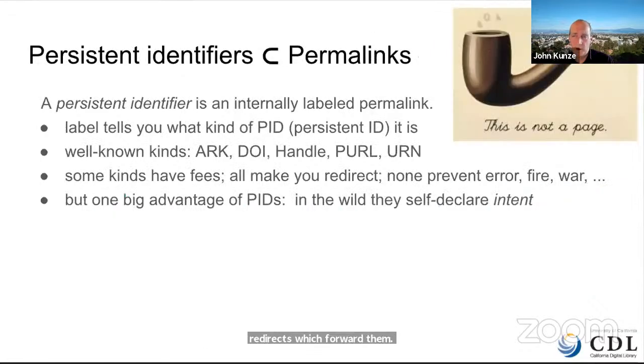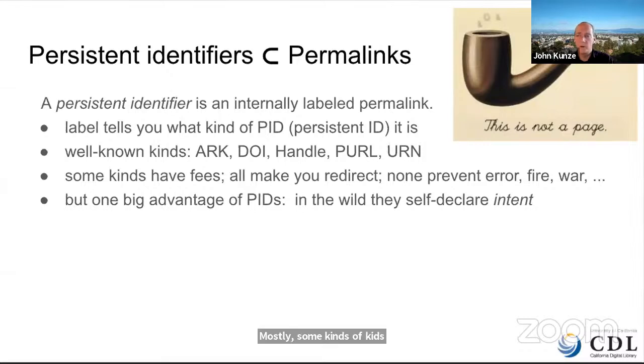A persistent identifier, or PID as it's sometimes called, is a special kind of permalink that has an internal label to make it recognizable in the wild, where its original display context is missing. So PIDs with their internal label form a subset of permalinks. The internal label tells you what kind of PID it is, and there are several well-known kinds: ARK, DOI, Handle, PURL, and URN.